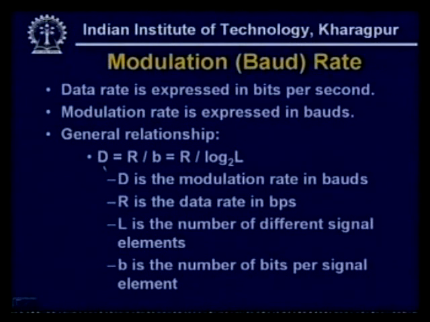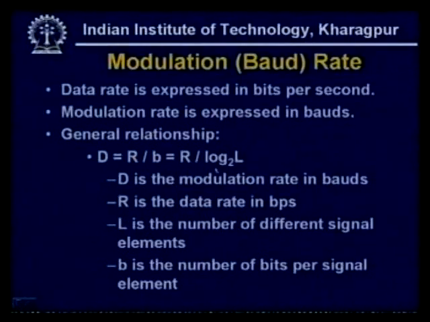The relationship between data rate and baud rate is data rate R is equal to D by B, where B is the number of bits per signal element. That means a signal element can have more than one bit, can represent more bits, or it can have fewer bits. So, depending on that, the data rate can be more or less.